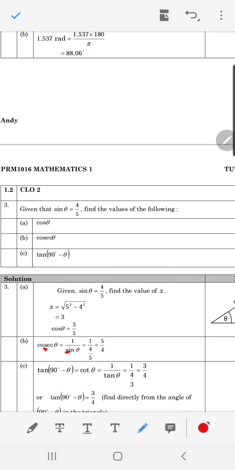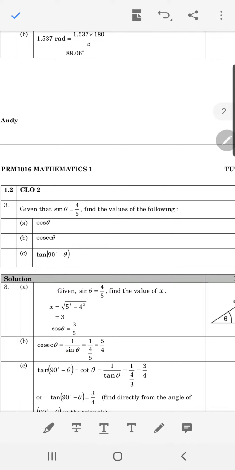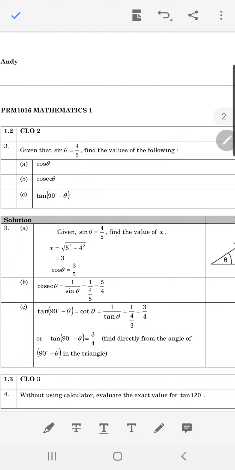Tangent 90 degree minus theta will be equal to your cotangent theta. This one is also in your slide, so you can check how to get this tangent 90 degree minus theta equal to cot theta. So cot theta is 1 over tangent. So the answer is 3 over 4.